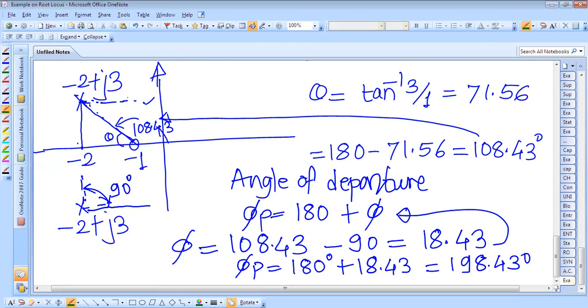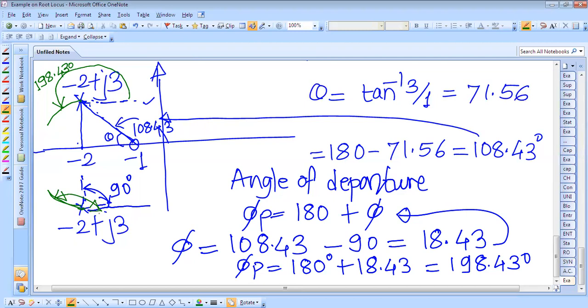So by making an angle of this, so this angle will be, by making angle of this is actually 198.43 degree. By making an angle of 198.43 degree, this will go in this direction. Again, we have to find the angle of departure from this. So what will be the angle this will make? Suppose it will go like this. So what is this angle? We have to find this angle.